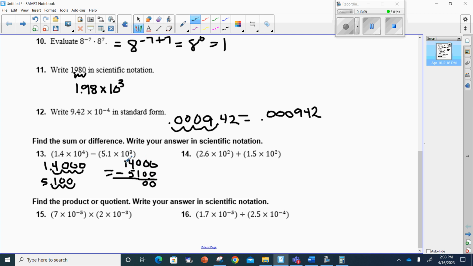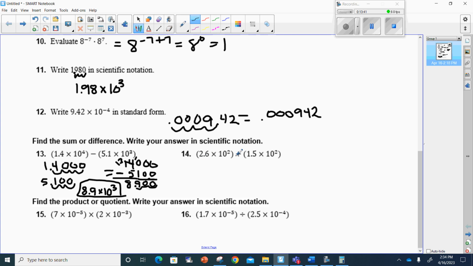We'll have to borrow one, won't I? So I'll turn this to a 13. Put this to a 10. That'll make this one 9, and that'll make this 8. So now my decimal ends up here. This is going to be 8.9 times 10 to the, let's see, I have to move this 1, 2, 3 times. So to the third power. That'll be my answer there, final answer.